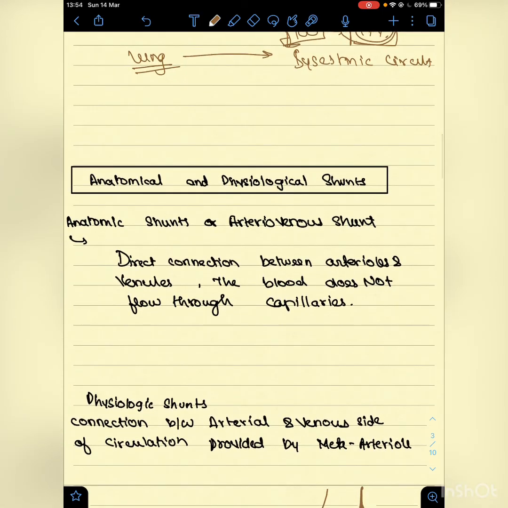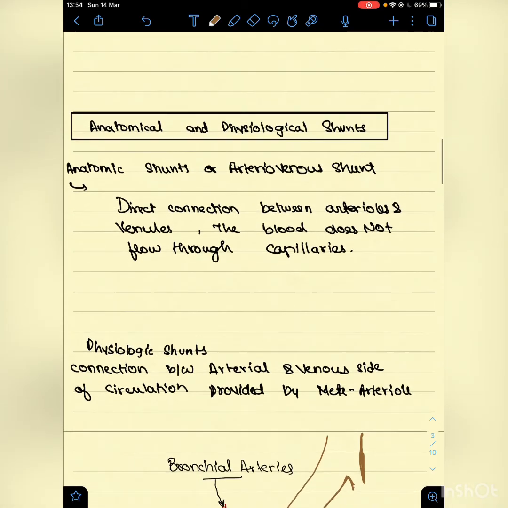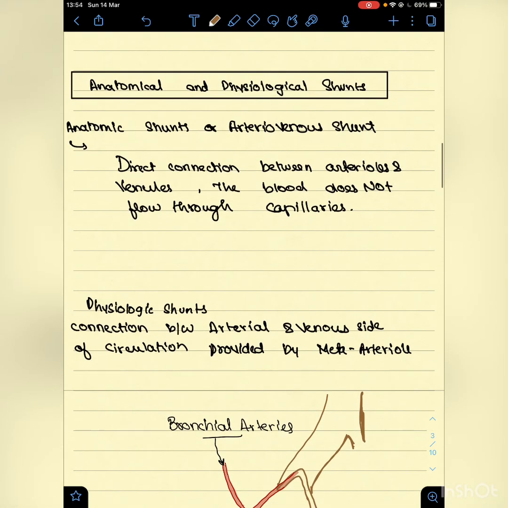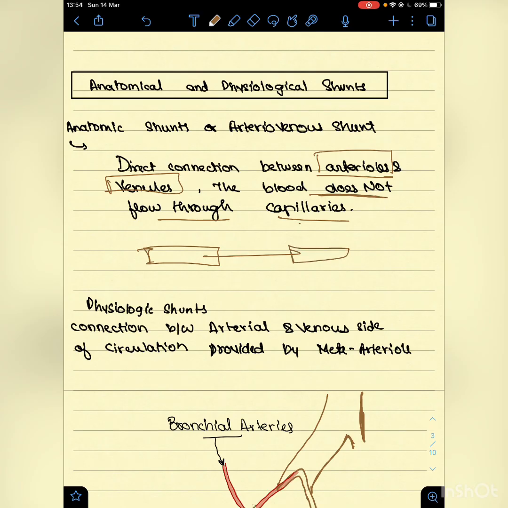Now let's get a brief review about shunts. There are two types of shunts: anatomical shunts and physiologic shunts. In anatomic shunts, or as we say arteriovenous shunts, there is a direct connection between arterioles and venules, which means there are no capillaries. From the arterioles it directly goes into venules, meaning blood doesn't flow through capillaries. You also get a concept from this, nutritional flow or non-nutritional flow. A person at rest gets non-nutritional flow, meaning from the arterioles it directly goes into the venules.